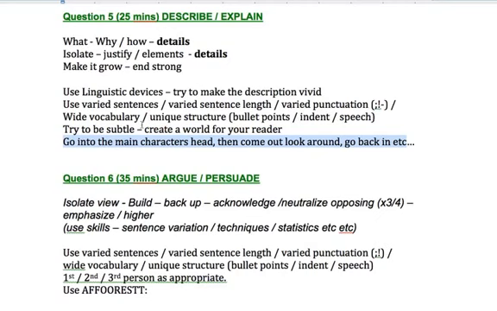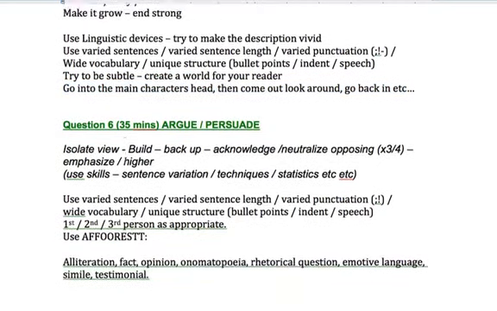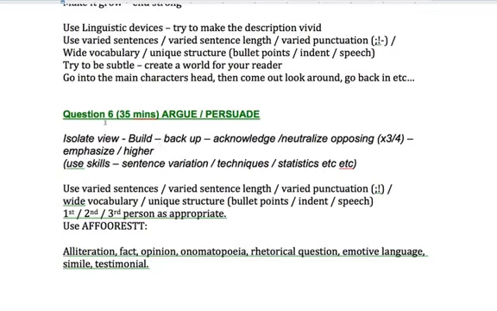Looking then at question 6, now we're at the argue persuade question. You're looking at 35 minutes. Now it's really important to actually set your paragraphs up in a certain way.